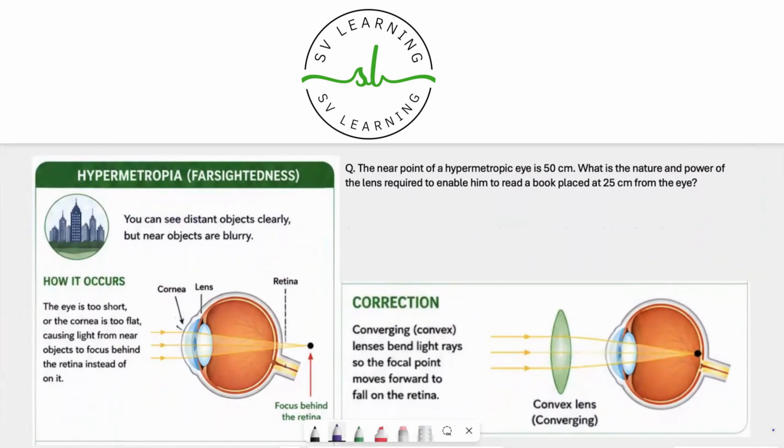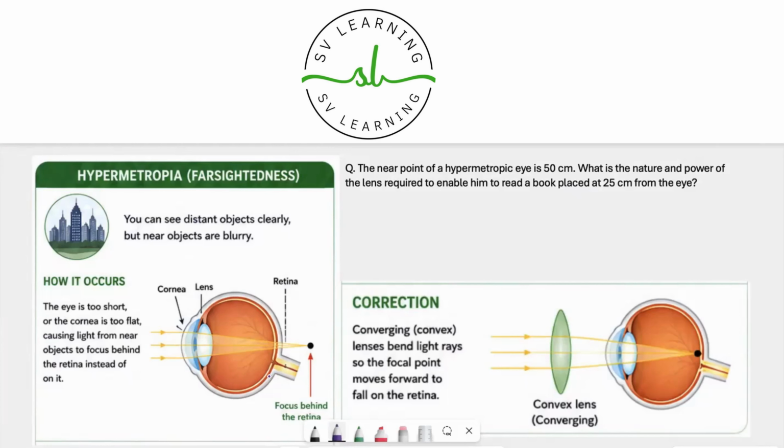Now let us look at hypermetropia. Hypermetropia is kind of the opposite problem. You can see distant objects clearly, so your far point is fine, but nearby objects are a problem. Someone is ideally able to see at 25 centimeter distance from the eye. But a person with hypermetropia may be able to see at 50, at 60, or maybe at 42. It depends on person to person how much the near point is shifted.